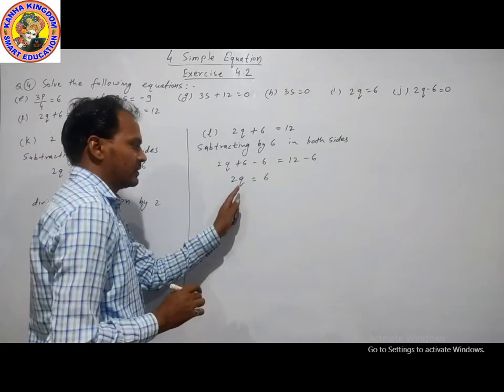Now how to separate q? Here q is multiplied by 2, so we will divide by 2. Dividing the equation by 2. 2q is equal to 6. Now dividing by 2, divide by 2 and divide by 2. 2 and 2 cancel. Q is equal to 3. This is our answer. You can take a screenshot of this. We will move to our next exercise.